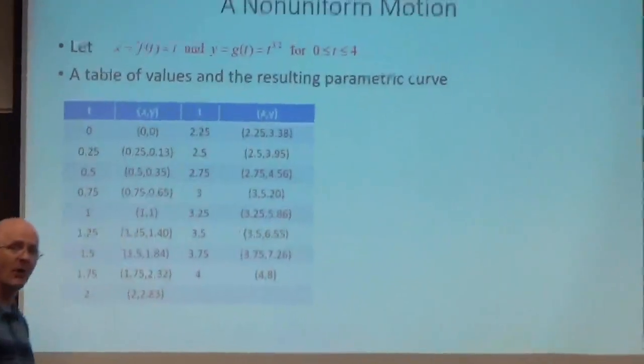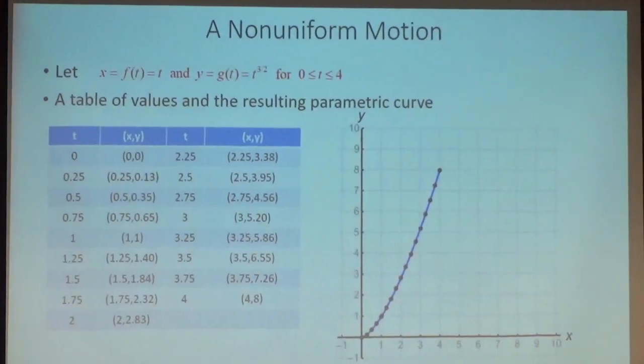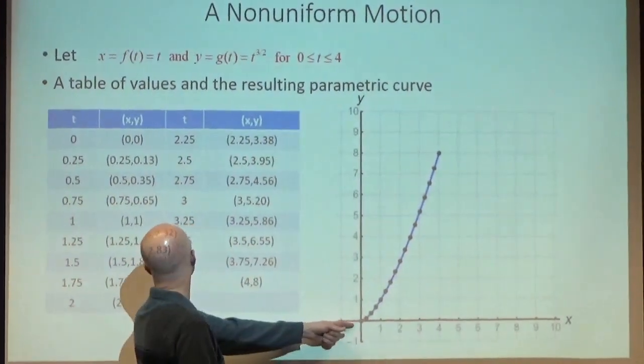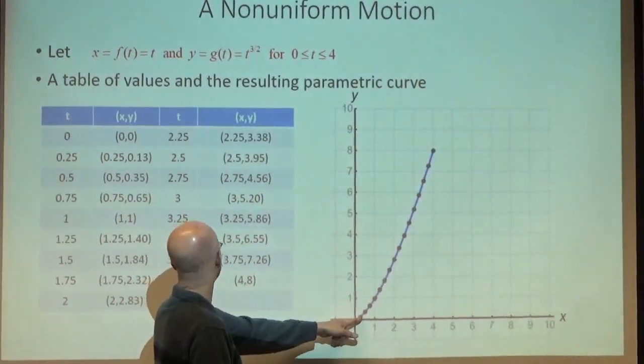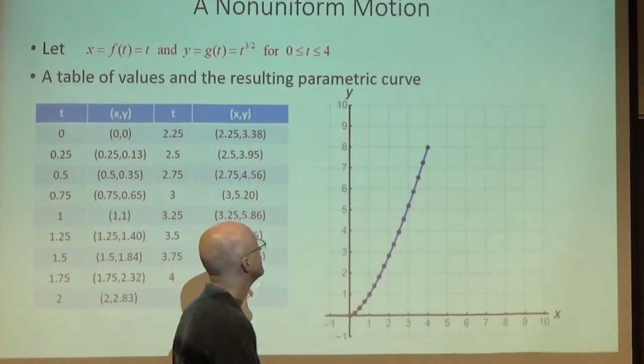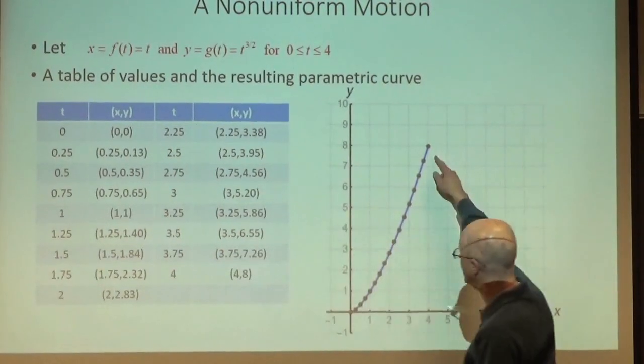Now just plot those points. Here they are in an xy plane. 0, 0 at the start. This point here is 0.25, 0.13. Then 0.5, 0.35, etc. This last point is 4, 8, when t is 4.